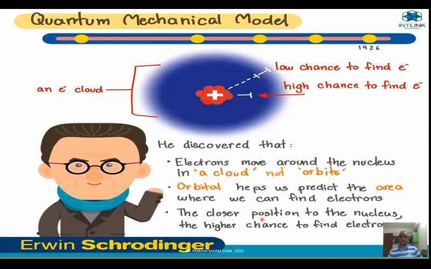After that, the closer to the nucleus, the higher the chance to find the electrons. It means the electrons move closer to the nucleus. There is a low chance of finding electrons on the outer side, and a high chance of finding the electrons near the nucleus. This is the cloud of the total electrons, he suggested, to clear this one.